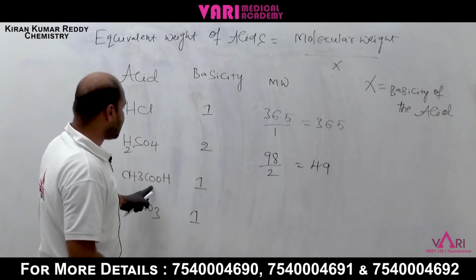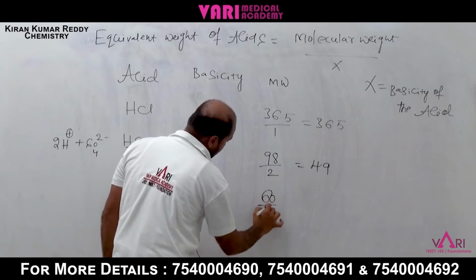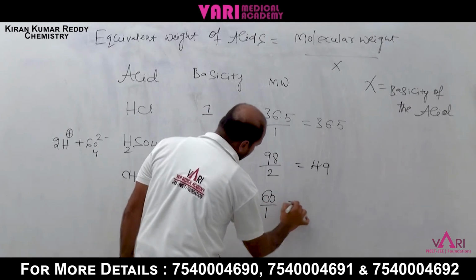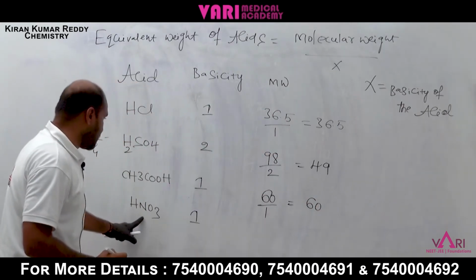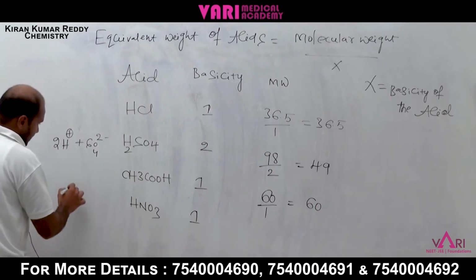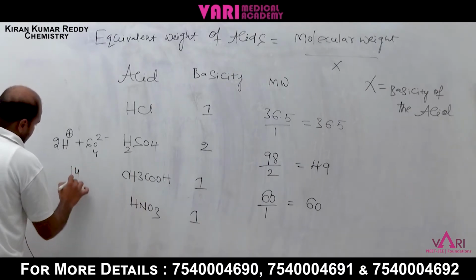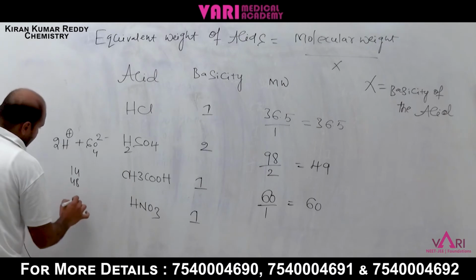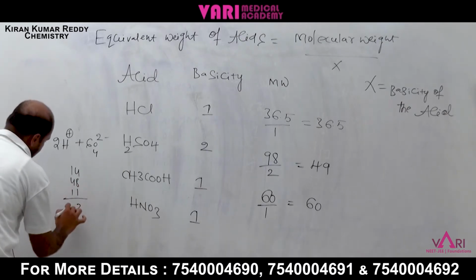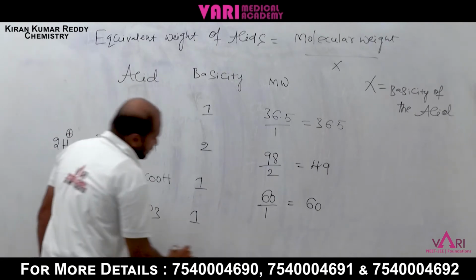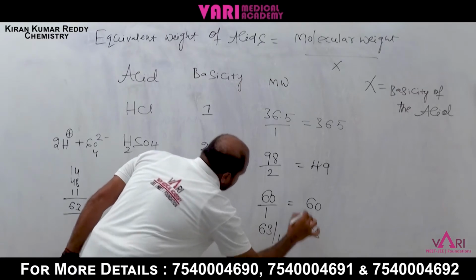If you take acetic acid, the molecular weight is 60, basicity of the acid is equal to 1, so that is equal to 60. If you take HNO3, nitrogen is 14, oxygen is 48, hydrogen is 1, that is 63. Now 63 by 1, that is equal to 63.